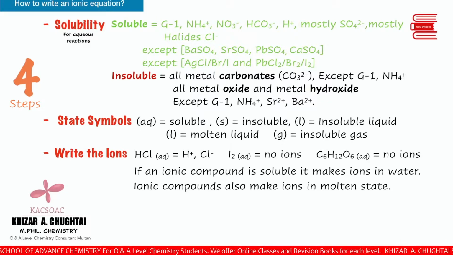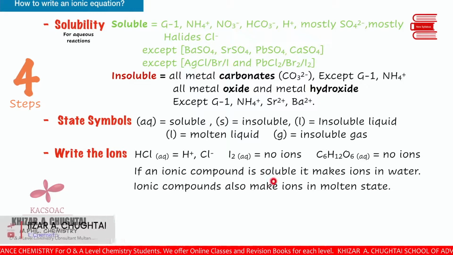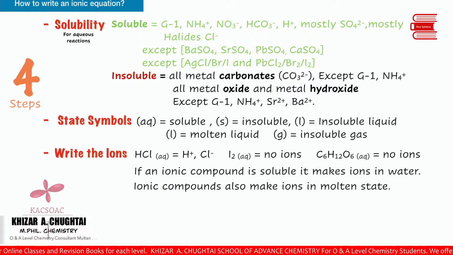If an ionic compound is soluble in water, it will definitely make ions in water. All types of ionic compounds, if they are soluble in water, will make ions. The next point is that ionic compounds also make ions in the molten state. In any molten ionic compound there are mobile positive and negative ions, and they are written with the liquid state symbol.